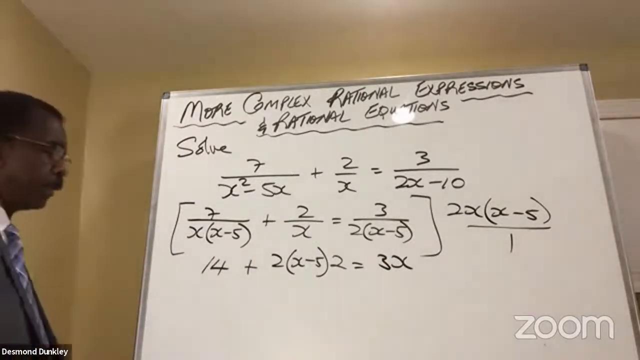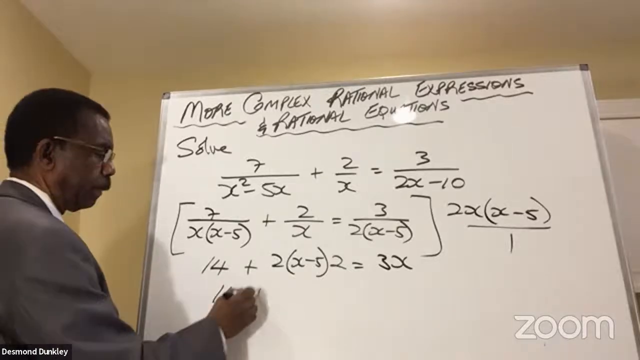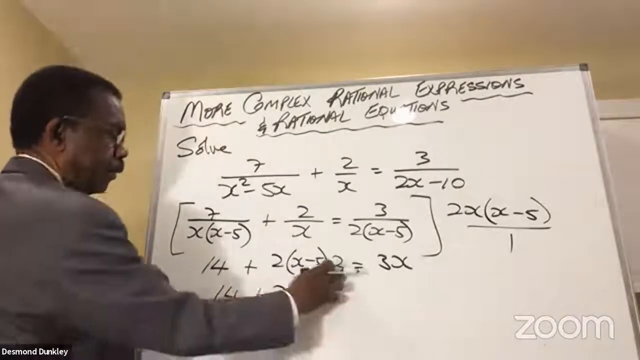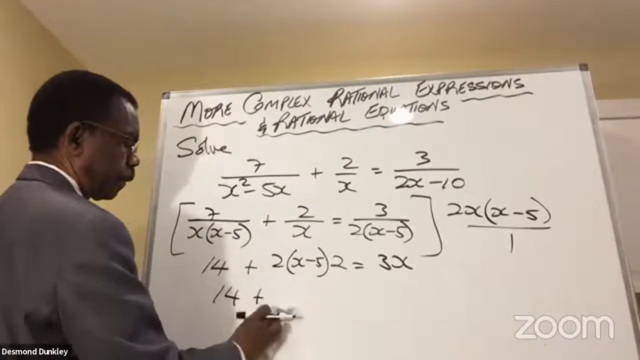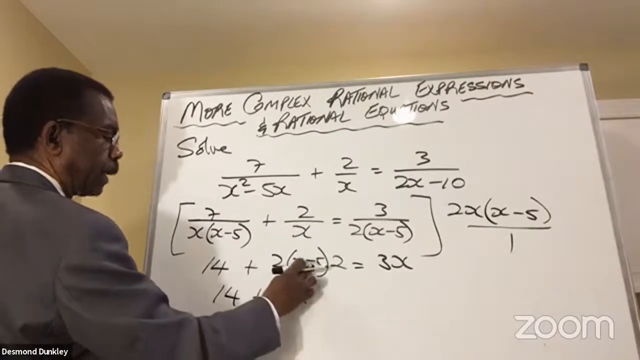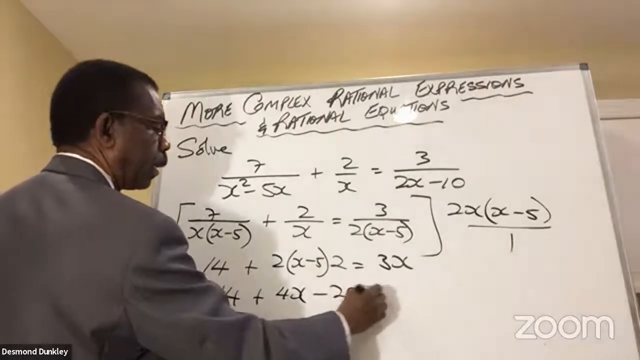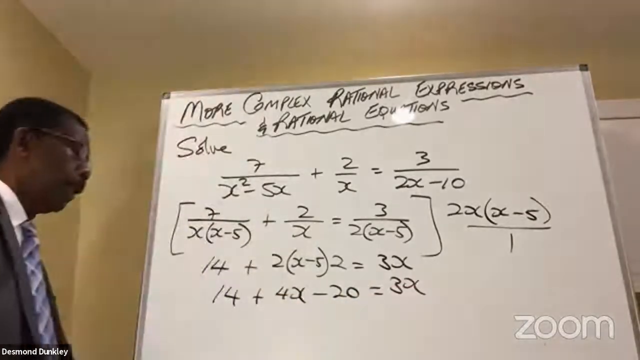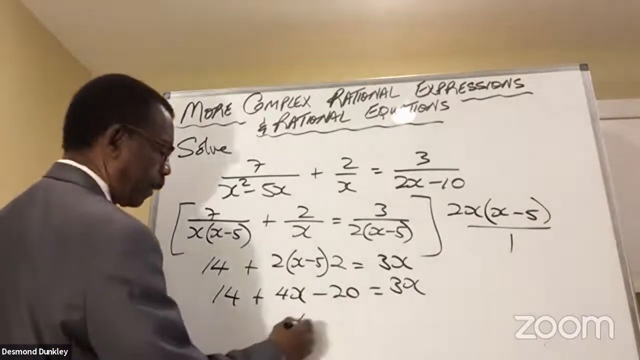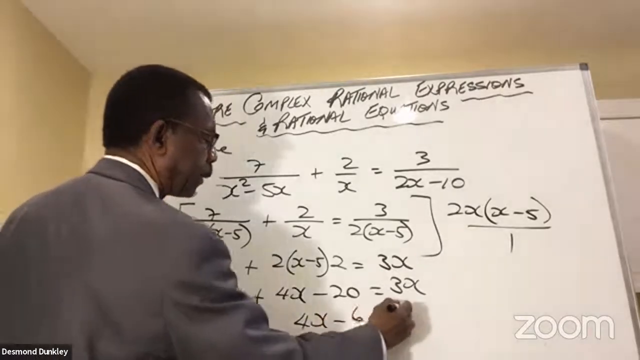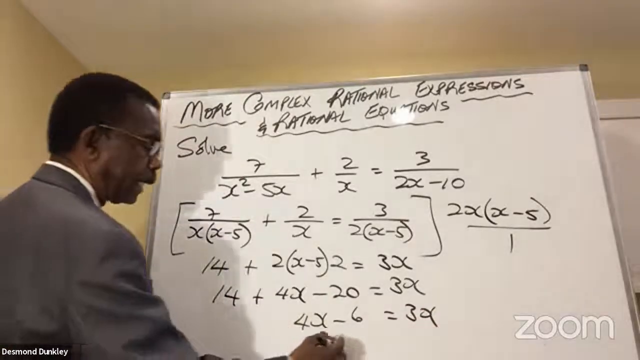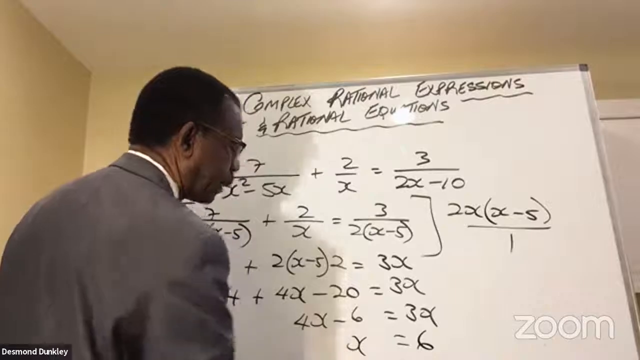So now, this should end up with 14 plus 2x minus 10. Oops, I just realized, 2 times 2 gives me 4. So 2 times 2 is 4, 4 times x is 4x, 4 times negative 5 is negative 20, equal to 3x. And now 14 minus 20 is negative 6, so 4x minus 6 equal to 3x. So add 6 to both sides, subtract 3x from both sides, x is equal to 6.